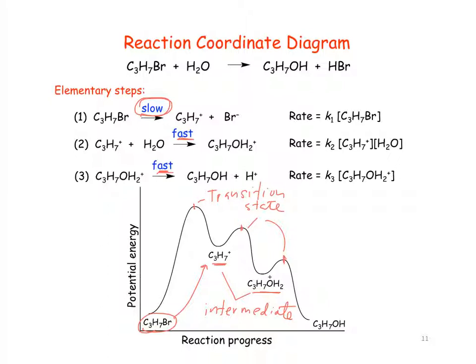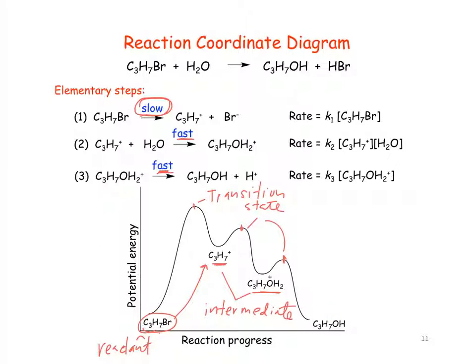Okay, so step 1 goes from our reactant to an intermediate. It goes up over this transition state to this intermediate. Step 2 goes from this intermediate, which is now acting as a new reactant, over the transition state to another intermediate. This goes over another transition state to the final product.